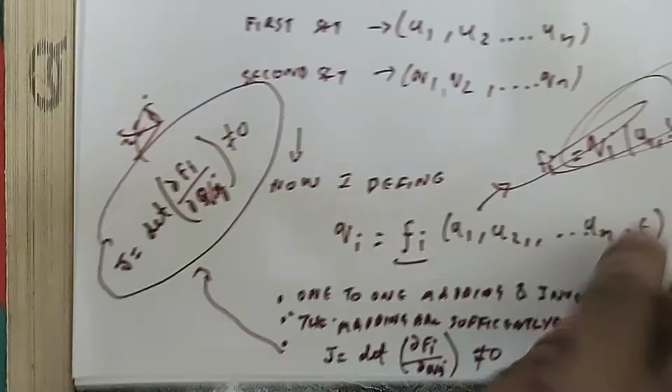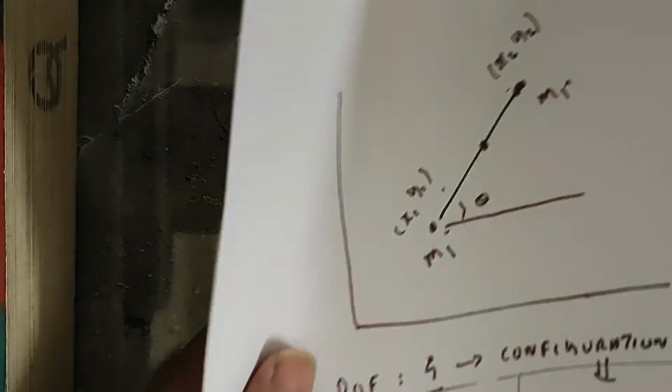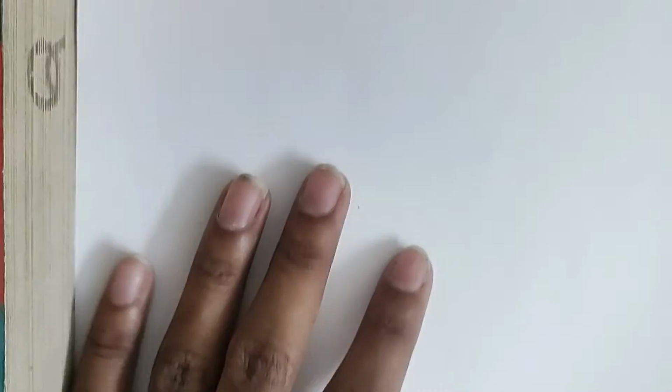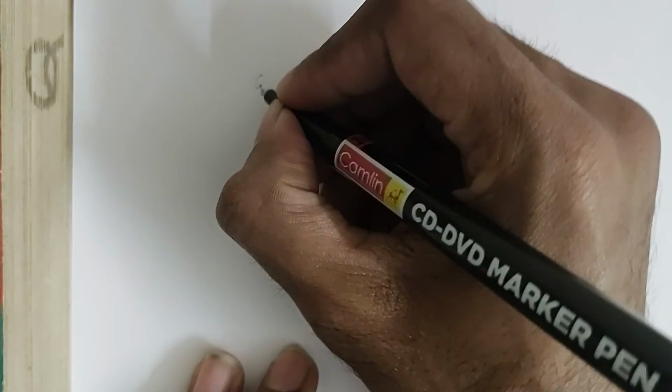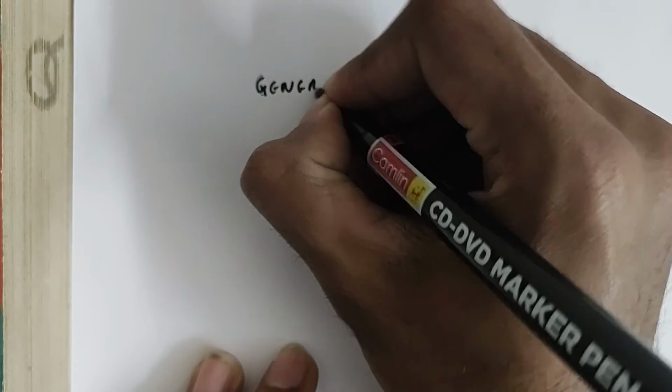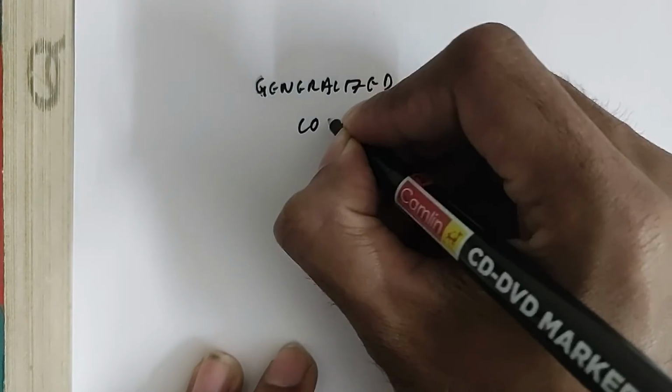So this is all about the generalized coordinates. Now I want to emphasize one thing which is very, very important. You need to keep this in your mind as long as you're studying physics. Generalized, oh my god, all the markers are... Generalized coordinates.